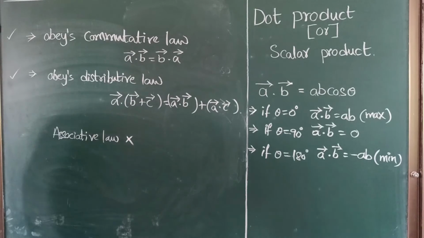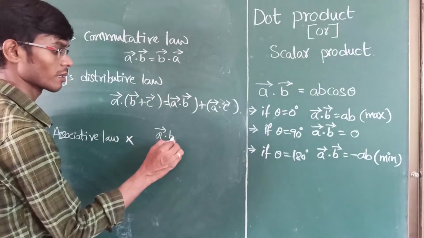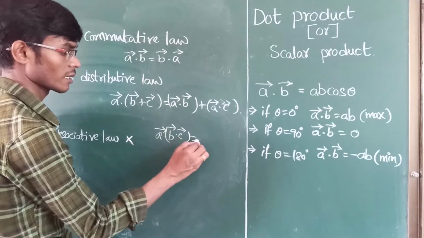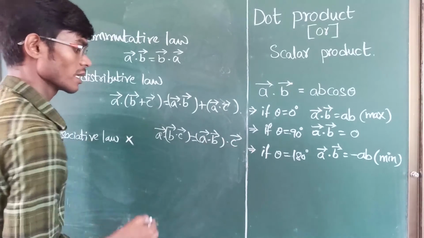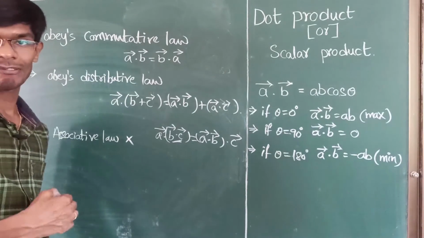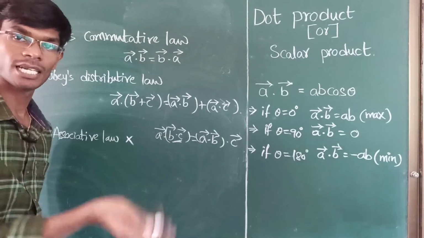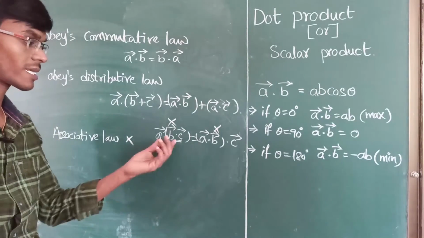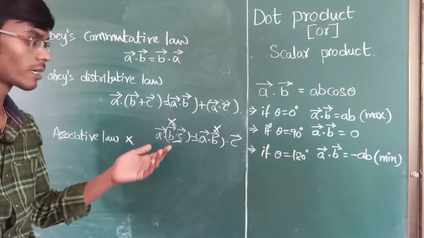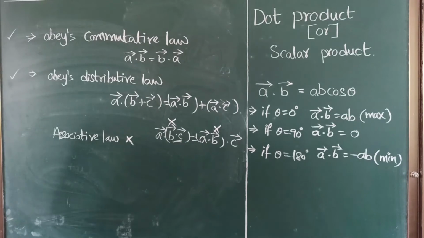Why? Because if you write the associative law, A bar dot B bar dot C bar, then A bar dot B bar into C bar. See, if you multiply these two, the dot product will give us a scalar. And if you multiply a vector with a scalar, it will give us a vector quantity. So this is not giving the vector quantity, so the resultant is not equal to a vector, it is a scalar. That's why we do not follow the associative law for the dot product of vectors.